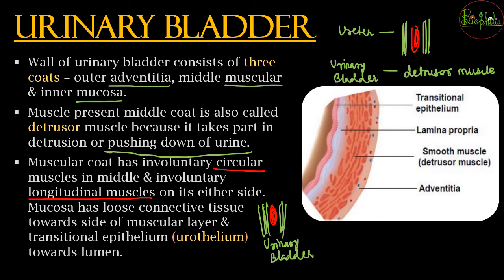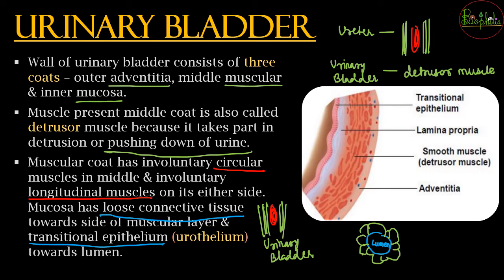And now that was about the muscle layer. The mucosa layer is going to be made up of loose connective tissue, and that is going to be towards the side of the muscular layer, and the transitional epithelium towards the lumen. For example, if this is the lumen, that is the place where the urine is going to be stored in the bladder, towards the lumen is going to be the transitional epithelium, which is going to help in changing the size and the shape of the urinary bladder.